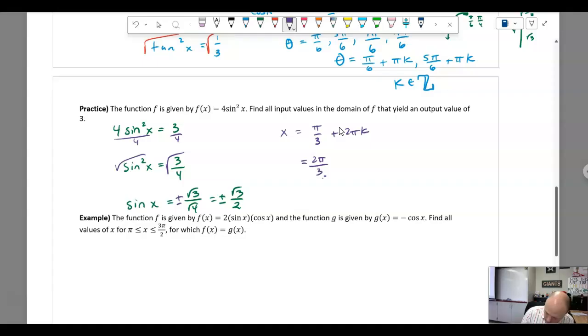Here we go, 2pi/3 plus 2pi k. And we also have where sine is negative. This is going to be in quadrant 3, 4pi/3 plus 2pi k. And the last one we have is 5pi/3. This is quadrant 4 plus 2pi k.